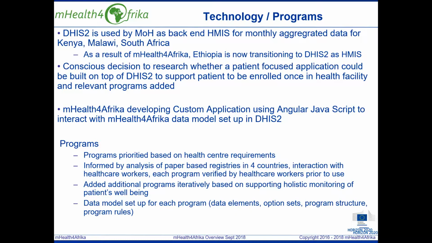DHIS has two main modules, a statistical processing module for routine reporting of health data from health facilities, which is the majority of DHIS installations, and a single module tracker for individual patient information. It was therefore a conscious decision for mHealth4Afrika to research whether a patient-focused application could be built on top of DHIS to support a consistent data model to store and retrieve patient data, as well as support automatic aggregate monthly indicators to be generated based on patient data.